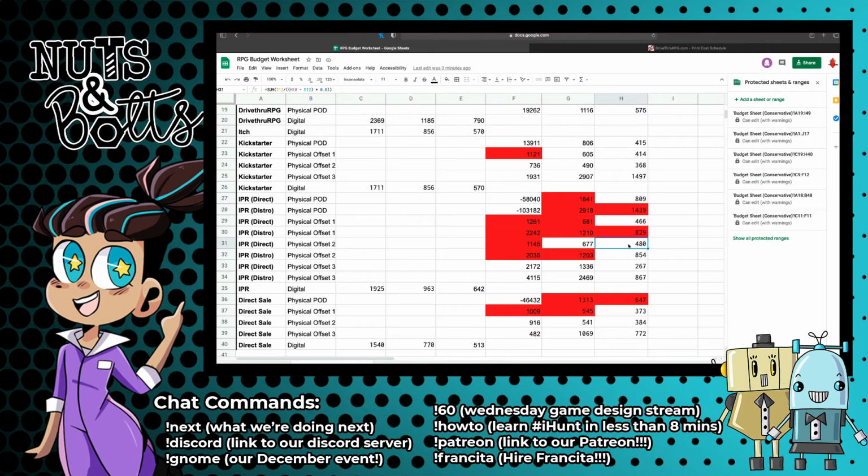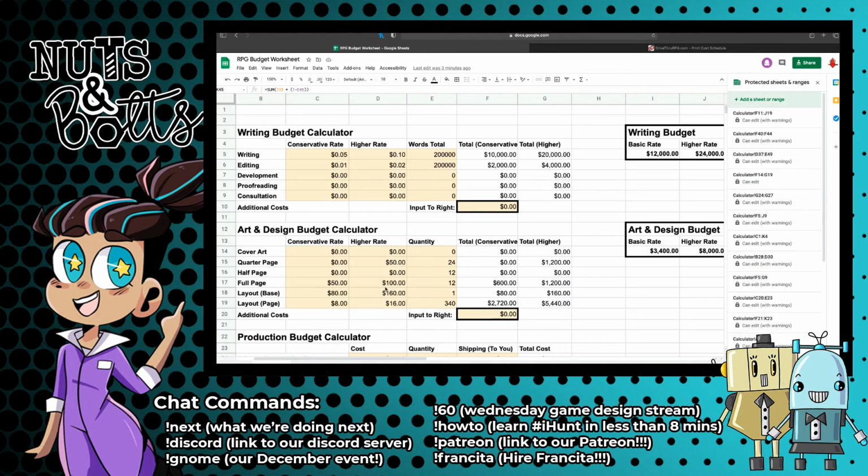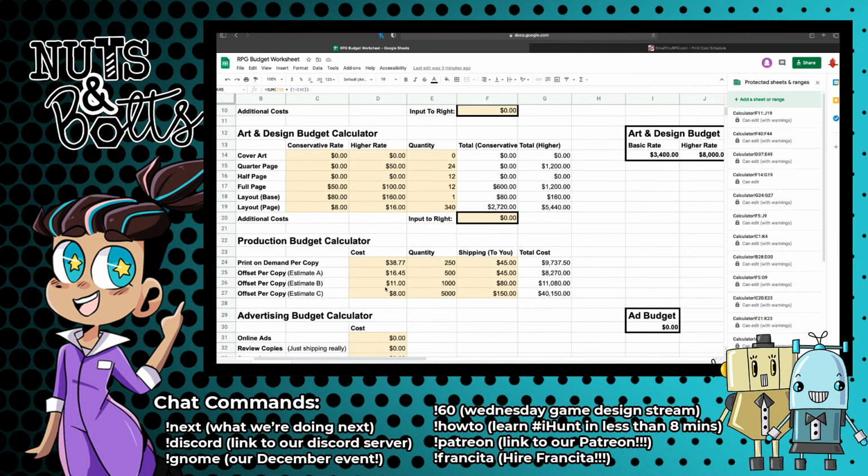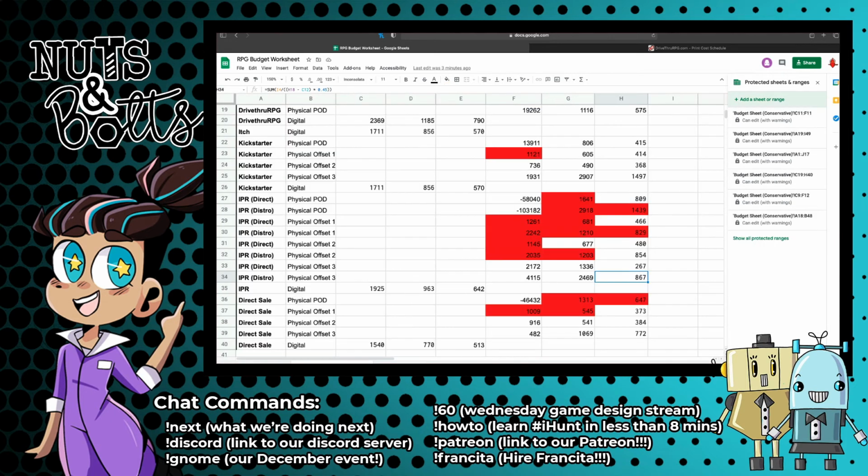Right? And the physical offset, the numbers don't actually change very much here. The direct does change pretty dramatically because of the better royalty rate, but the distribution rate does not change. You actually have to sell more copies, 867 versus 854. The reason why that is, if you recall, whenever I put those numbers in the first place, I was talking about the difference between 1,000 copies and 5,000 copies.